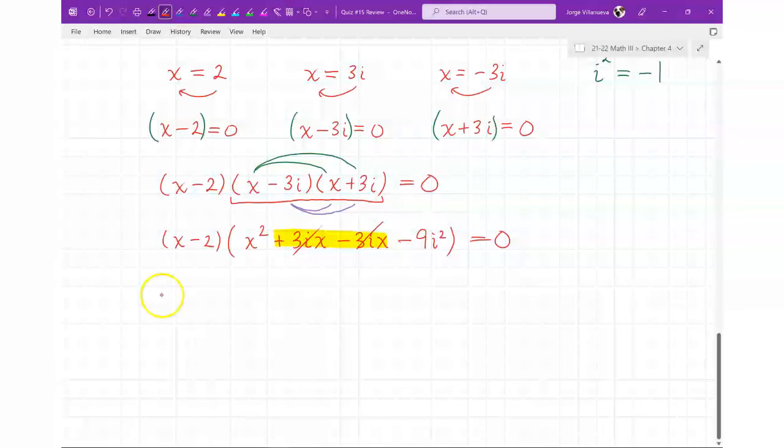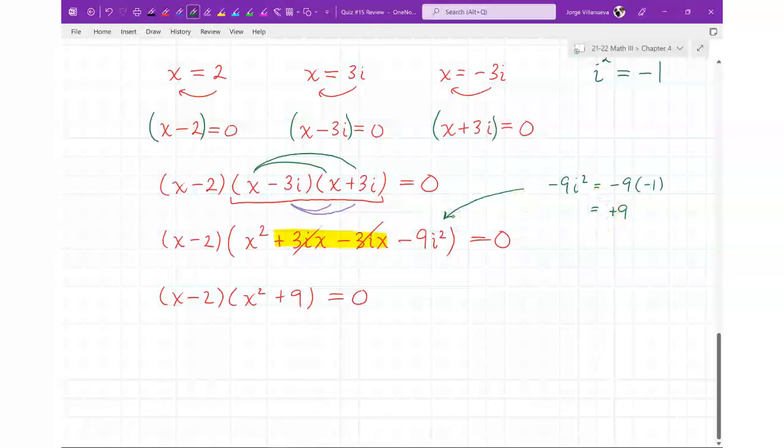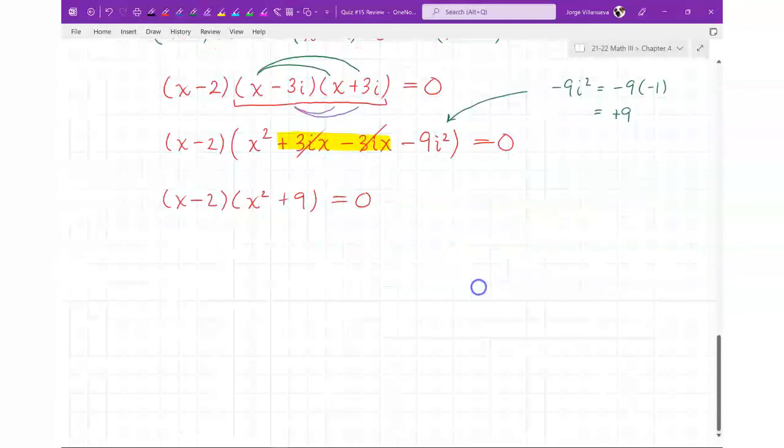Okay? So here we go. x minus 2, x squared plus 9. Okay? How did that happen? Negative 9i squared is negative 9 times negative 1, which is a positive 9. That's what happened right there. That's why it became a plus 9. And then the bottom, you just got to multiply that out and you're done. But notice, if you do the imaginary stuff first, it'll be easier to work on.